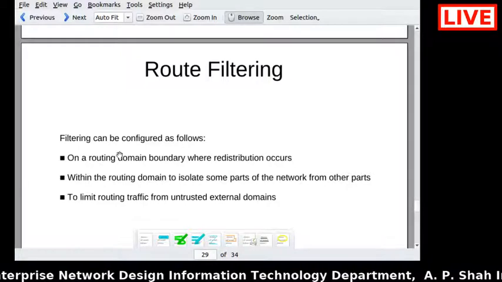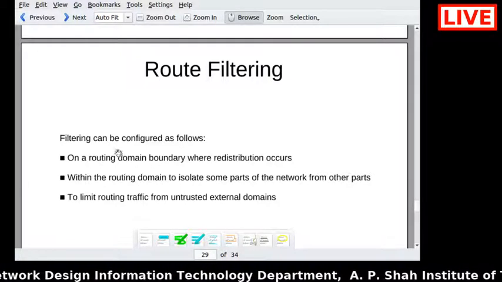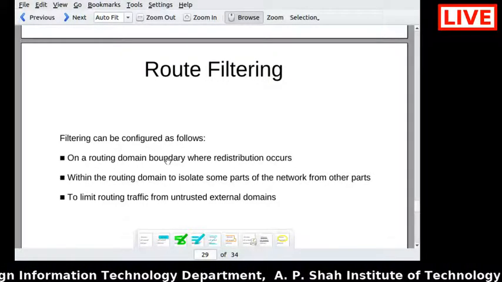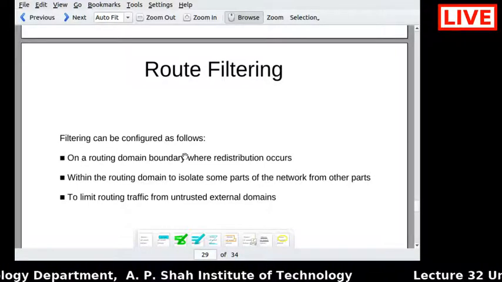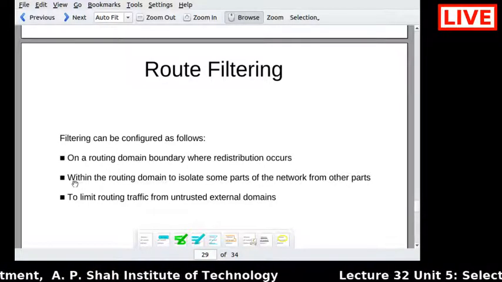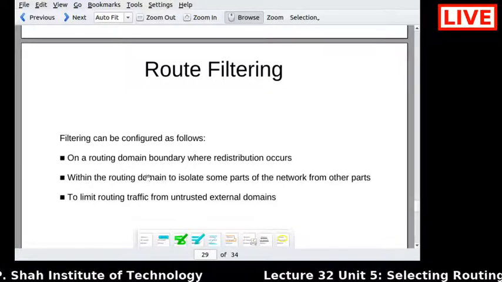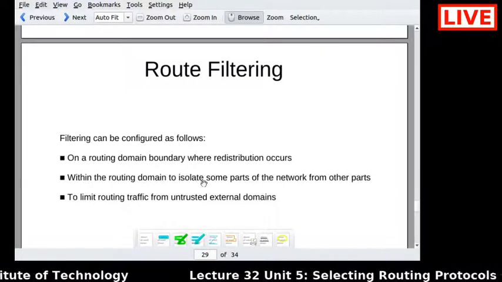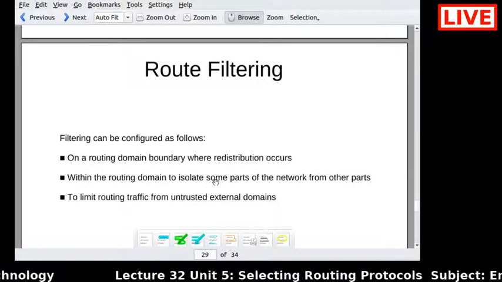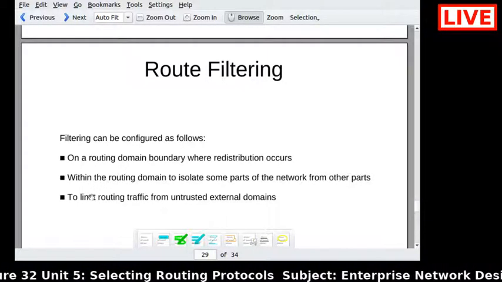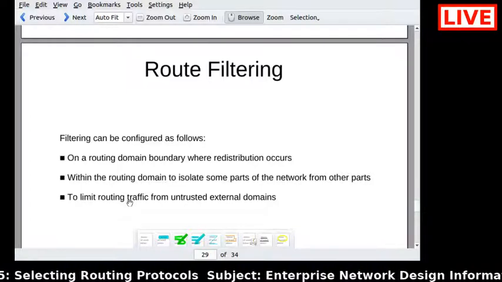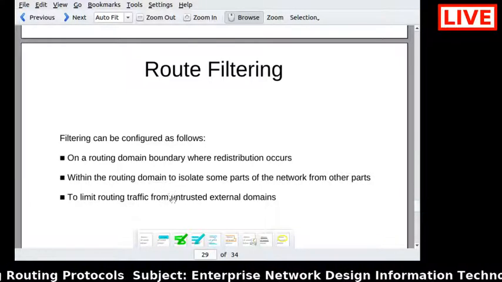And how can it be configured? On a routing domain boundary, where redistribution occurs, you can configure route filtering. Then within the routing domain, to isolate some parts of the network from other parts, you can also use route filtering. And the third one is to limit routing traffic from untrusted external domains.